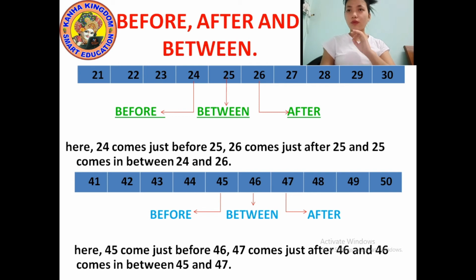That means 25 comes between 24 and 26. 26 comes just after 25, and 24 comes just before 25. Okay, now see the second picture, where I mark 45, 46 and 47 as before, after, and between.